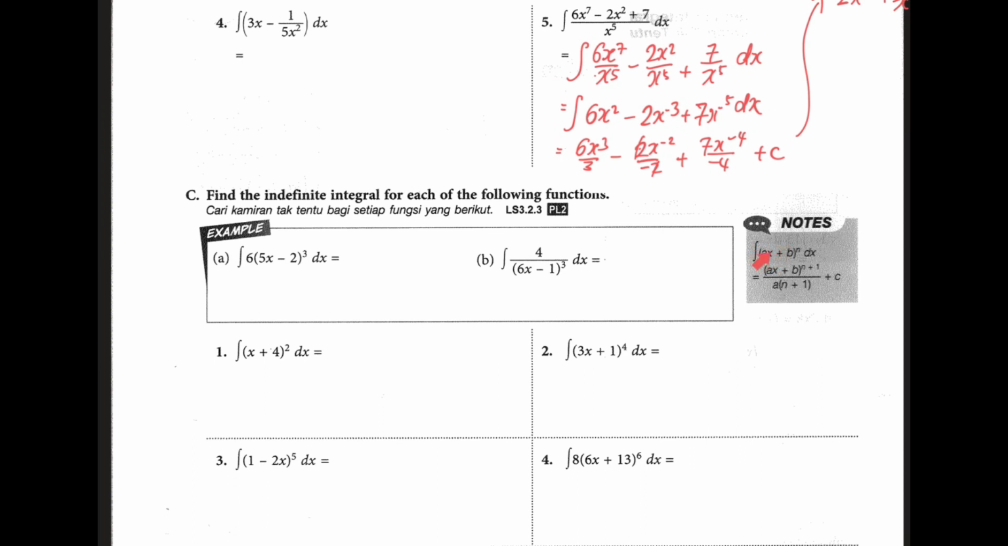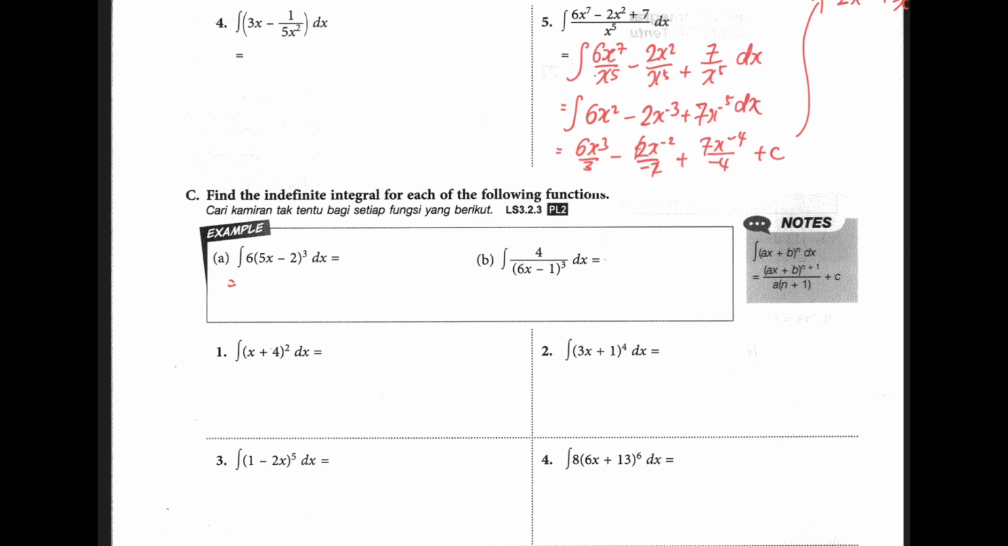We use this formula when you have a linear form with power n. Linear form means the x takes power 1. So something like this, the x is power 1 here, no? So this is a linear form, and this whole linear form takes a power. Then we can use this formula.